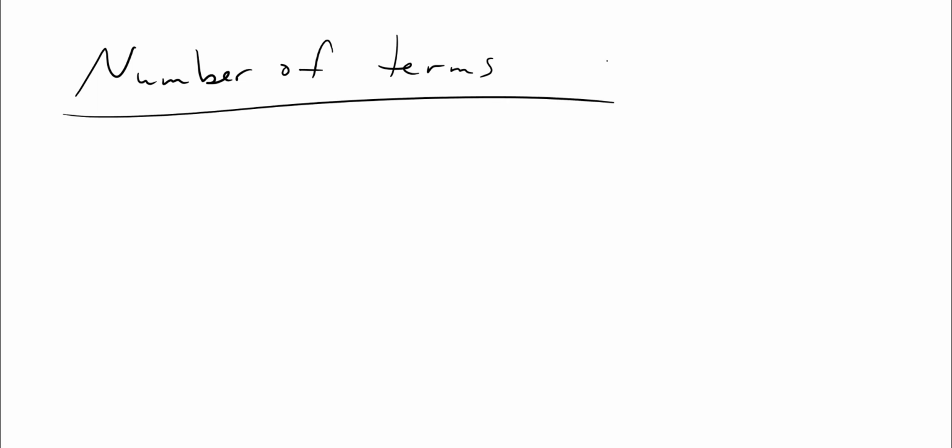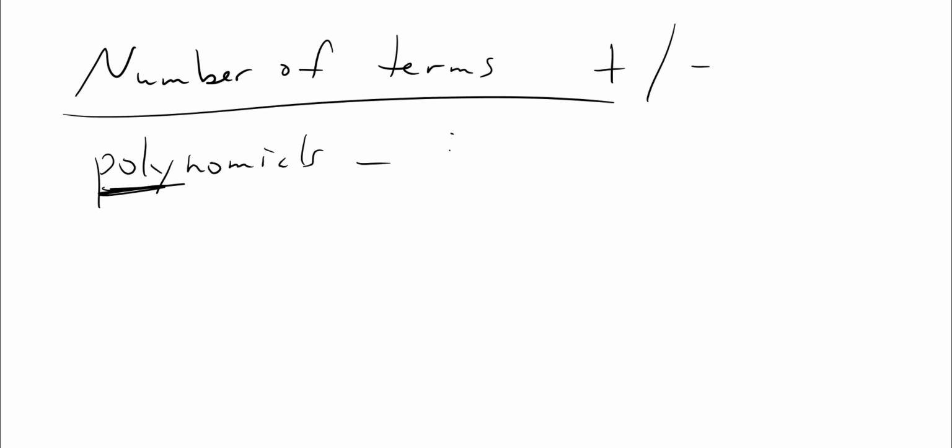All right, what else do I want to talk about? Oh, let's just talk about number of terms, because that's actually an important concept too. So number of terms. And remember, a term is split up by a positive sign or a negative sign, plus and minus, right? Okay. So these are all called polynomials. If you guys know what poly means, many. But actually, a polynomial is one term or more. One term or more. That's a polynomial.